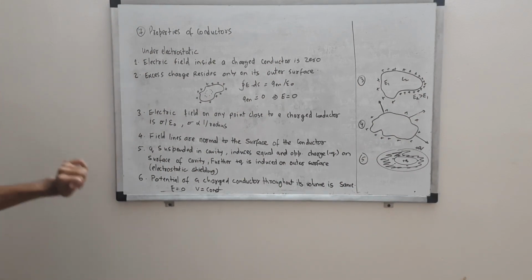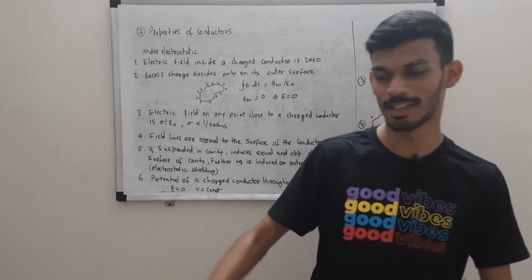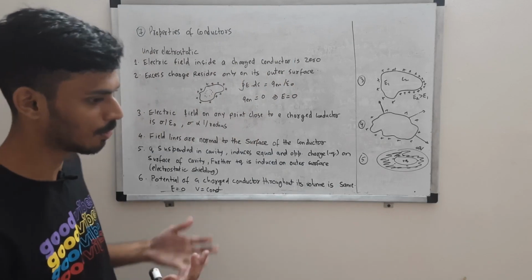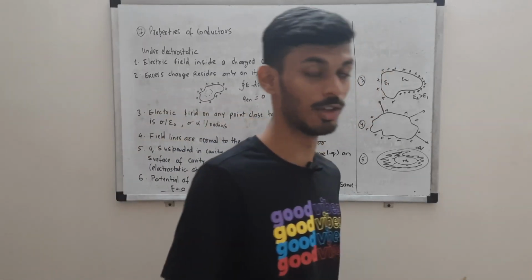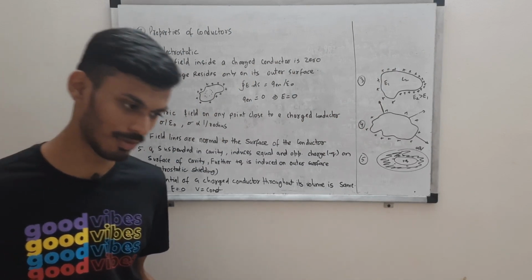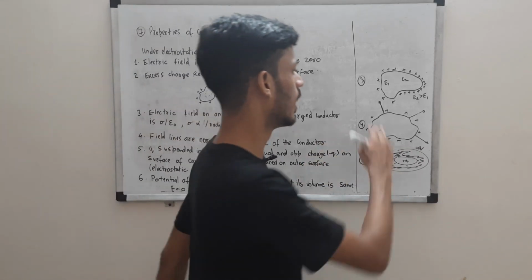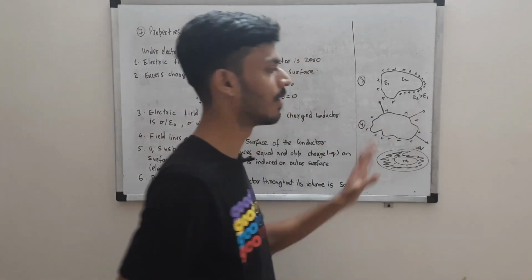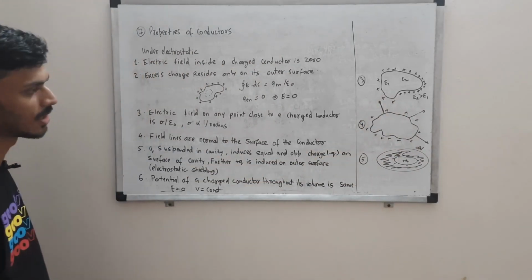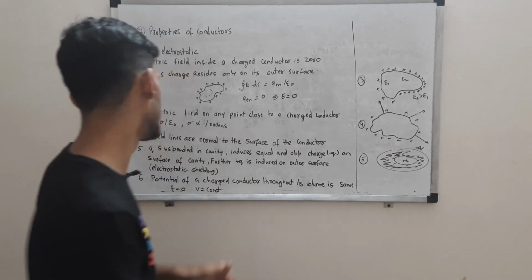Now let's come to point number 4. Field lines are normal to the surface of the conductor. Since you have studied equipotential surfaces, you know that field lines are always perpendicular to equipotential surfaces. So you can also say that your conductor is in itself an equipotential surface. We'll prove it in point 6. So for now, electric fields are perpendicular to every point on the conductor. Your conductor itself is an equipotential surface. We'll come to that.